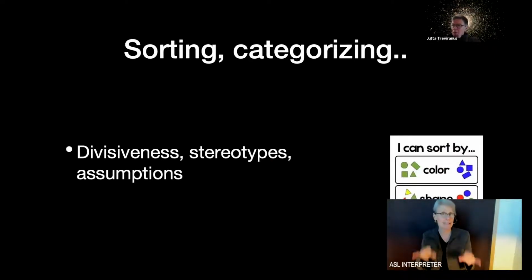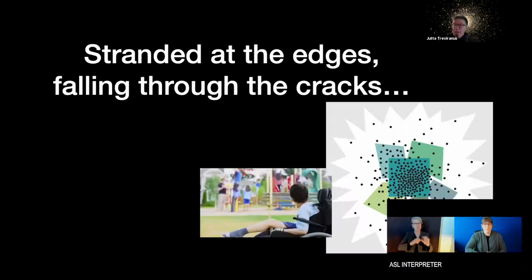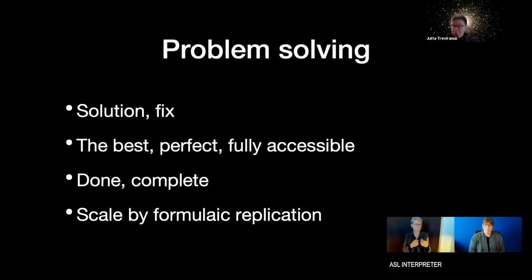And we all sort and categorize. And unfortunately, even within this community, we sort and categorize. Sesame Street teaches us to sort and categorize. We learn how to do this in kindergarten. But of course, this can cause divisiveness, stereotypes, assumptions about particular groups. And it leaves people stranded at the edges and falling through the cracks. Anyone that doesn't fit our boxes, our sorting, our categorizing, the advocacy groups that we create, is left stranded at the edges and falling through the cracks.